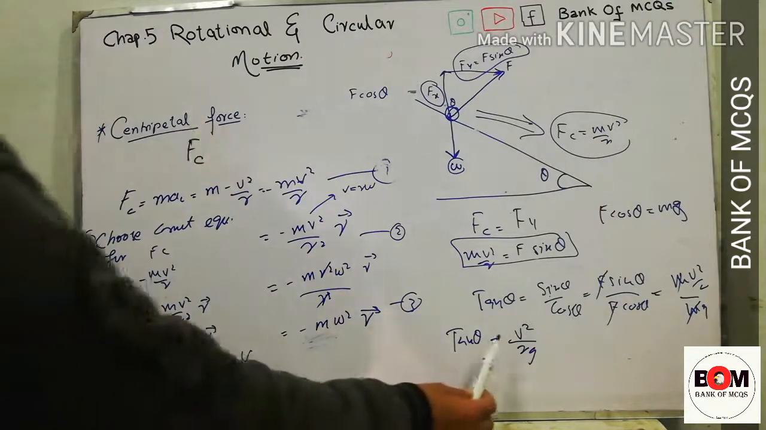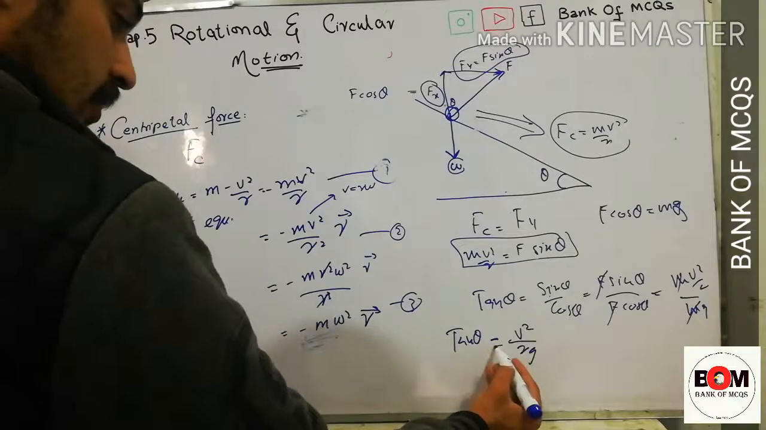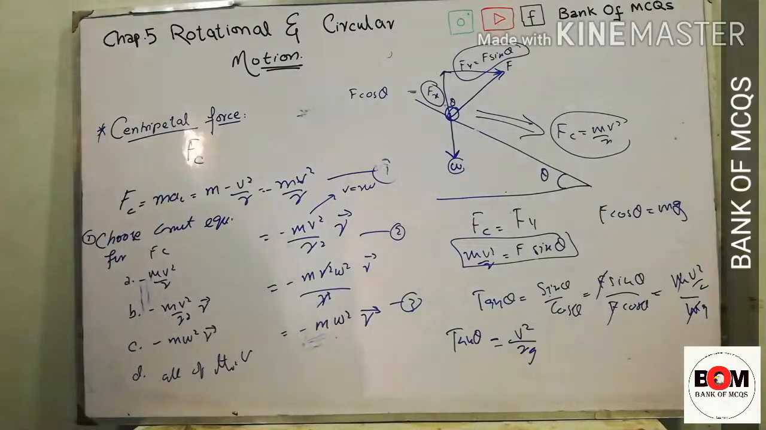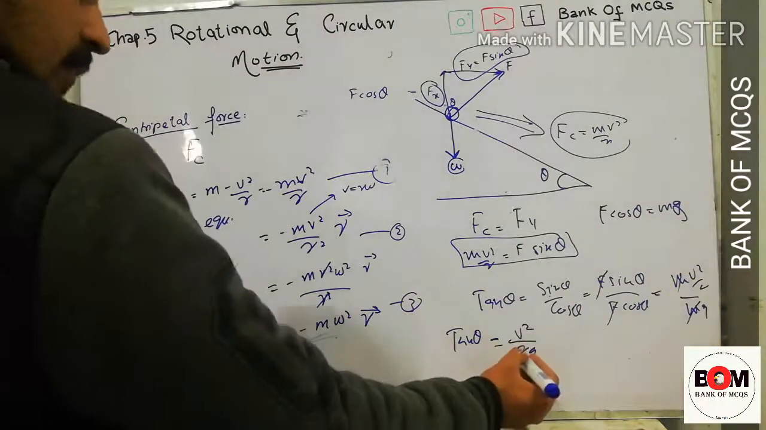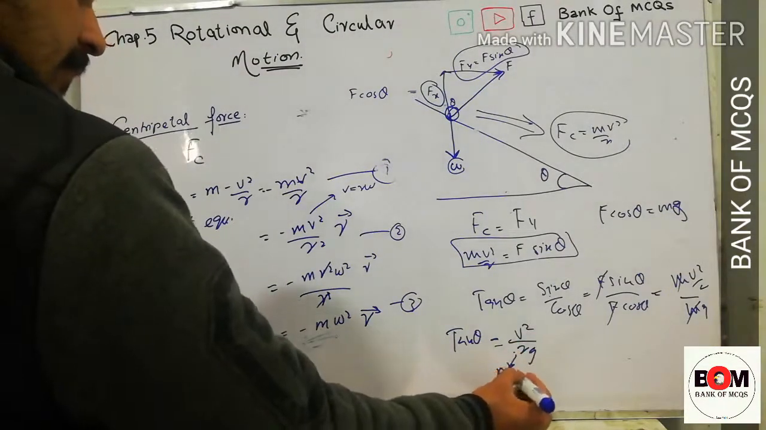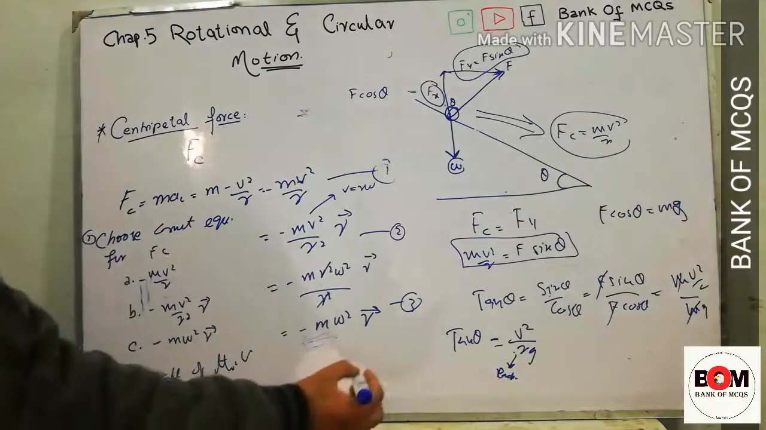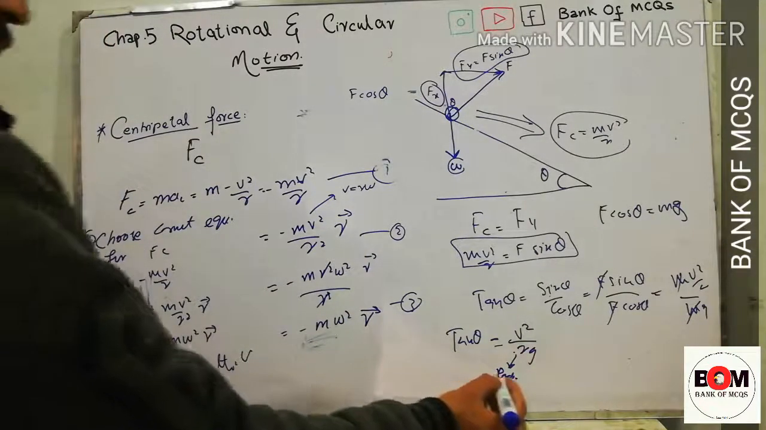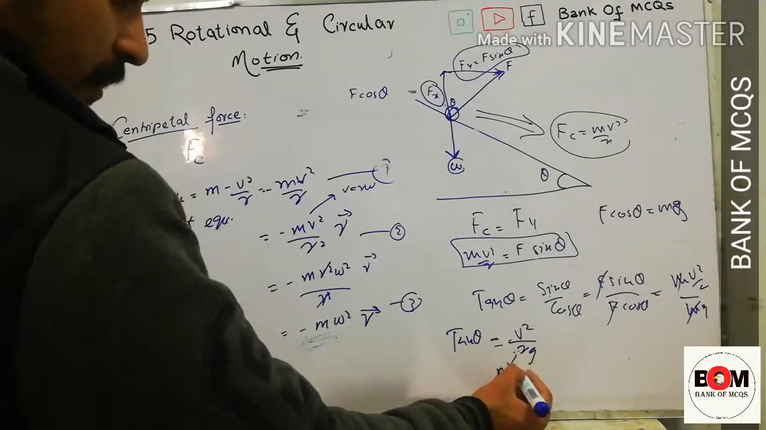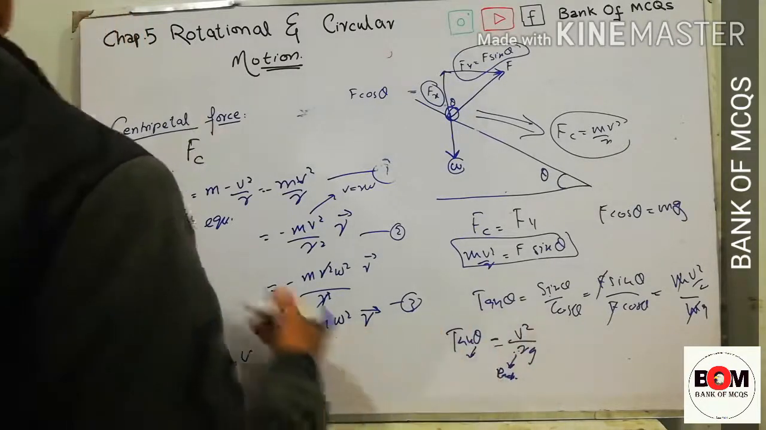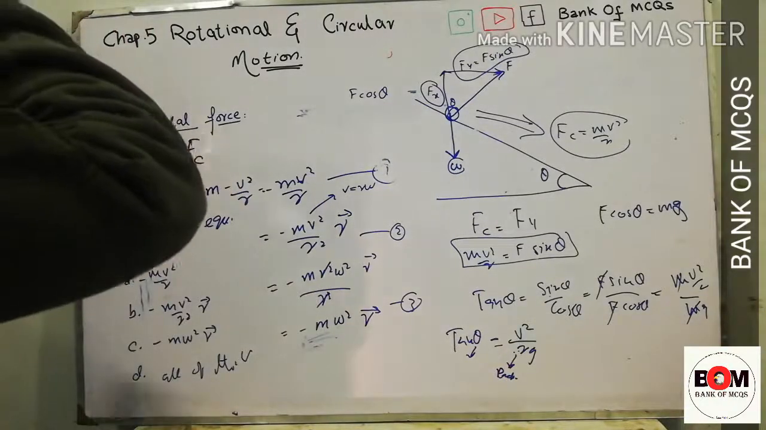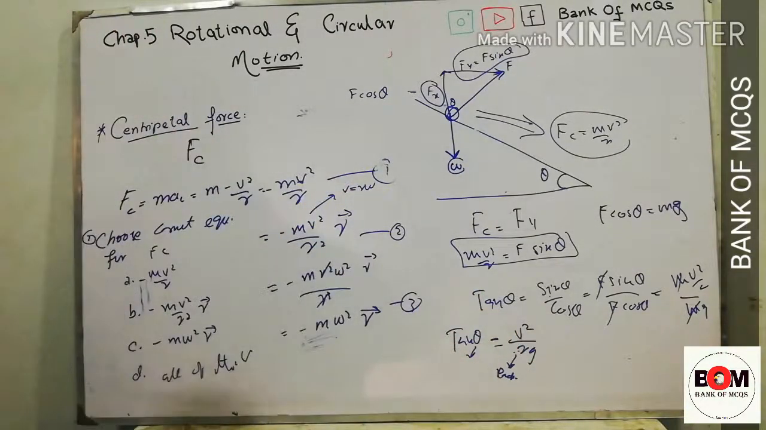This equation, tangent theta equals v square divided by r g, shows us that for a given radius of bend, this is the radius, the angle of bending is only correct for one speed. So if r is a fixed value and theta is another fixed value, these two values will be based on a specific velocity.